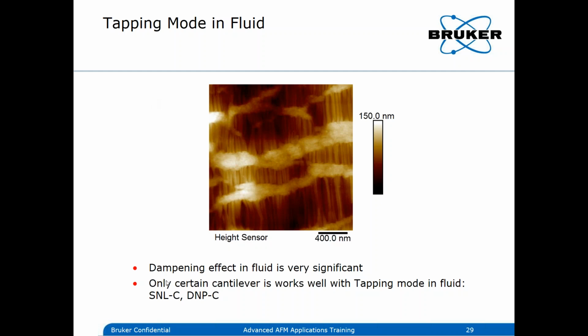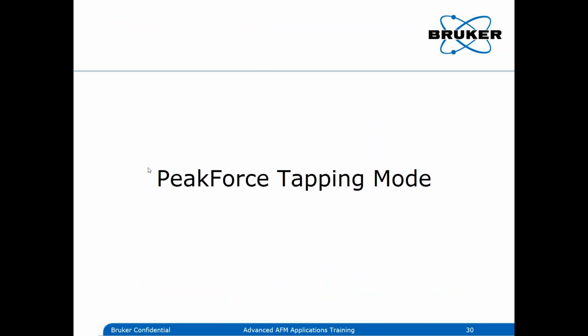This dampening, in fact, is significant, and only certain cantilevers can work well in tapping mode in fluid, like the SNLC or the DNLPC, or again the ScanAsyst-Fluid probe itself.